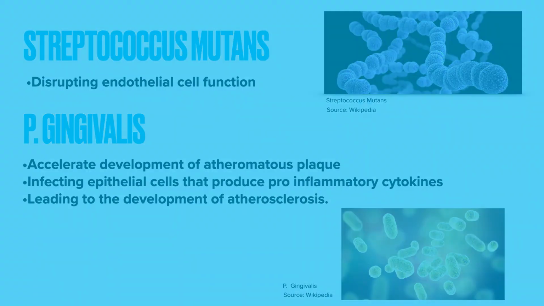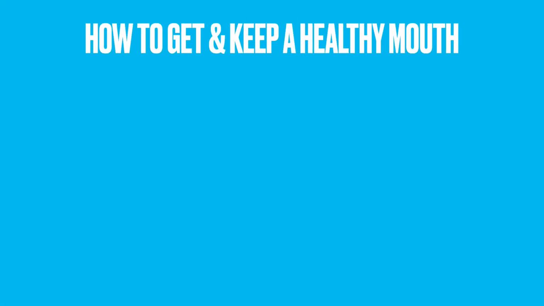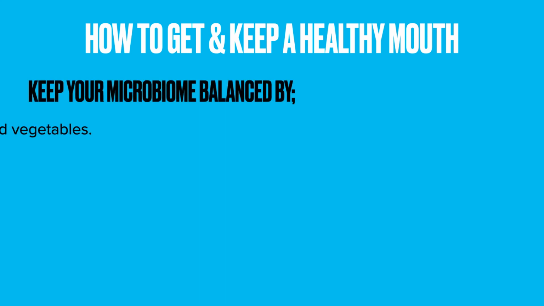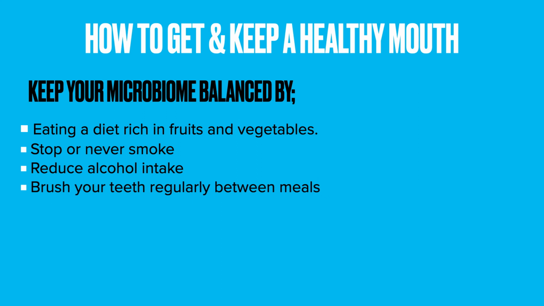So, how to get and keep a healthy mouth and microbiome? You have to keep your microbiome balanced by eating a diet rich in vegetables and fruits, by not smoking, by decreasing your alcohol intake, by brushing your teeth regularly between meals, limiting sweets and lowering your sugar intake, and drinking water instead of sugary sodas and fruit drinks.